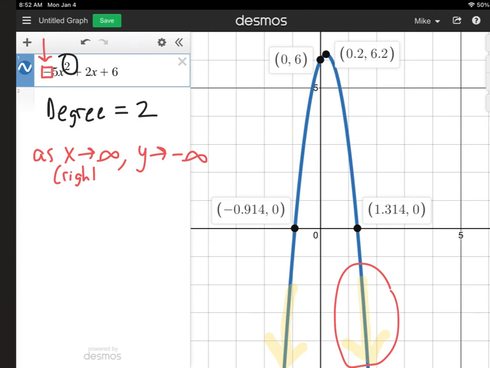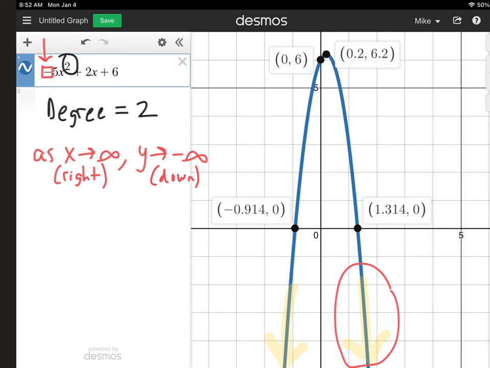Oops. There's my pen. There we go. We know the y values are going down. Okay, so that's what we do first. We look at that leading coefficient. Since it's negative, right side goes down.